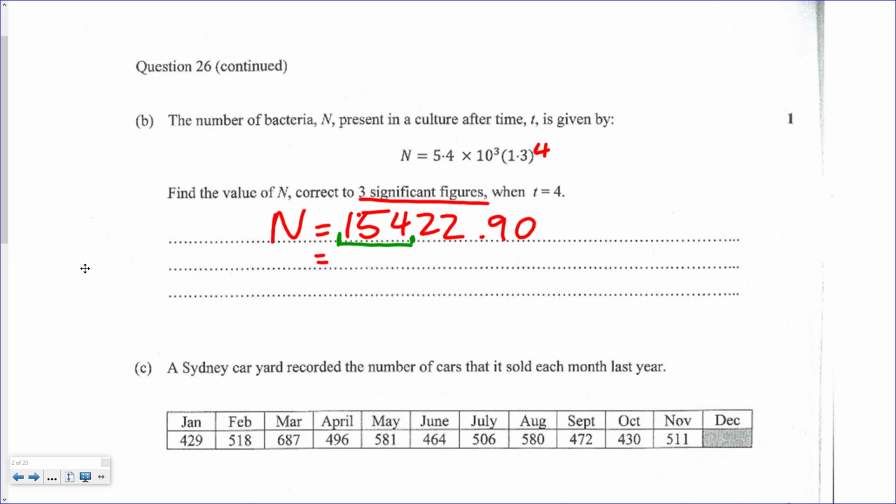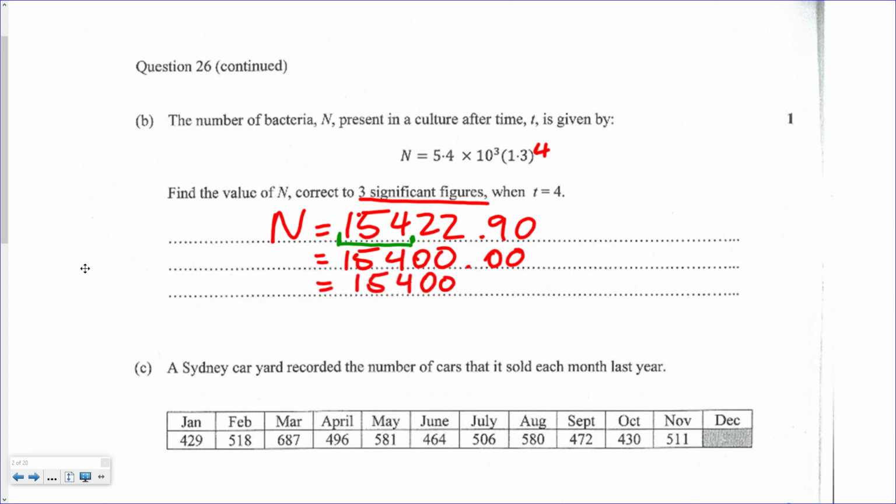But you can't just say 154 either, because 15,422 isn't like 154. It's like 15,400. So there's my 3 significant figures, and everything else turns into a 0. Now you could change these into zeros as well, but at that point you might as well just write that.